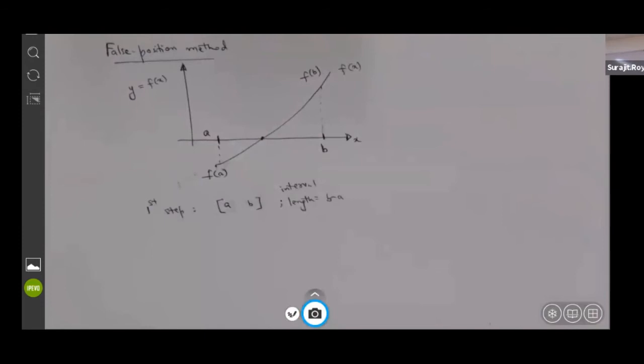Just give me a second. I'm seeing some chats here. Okay.